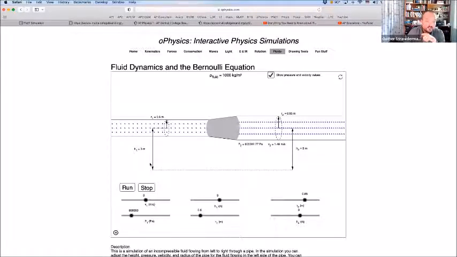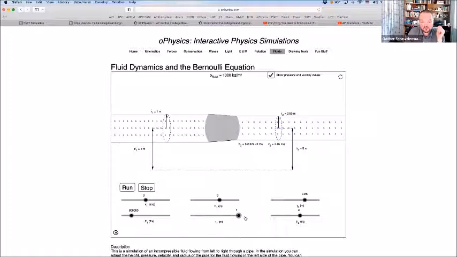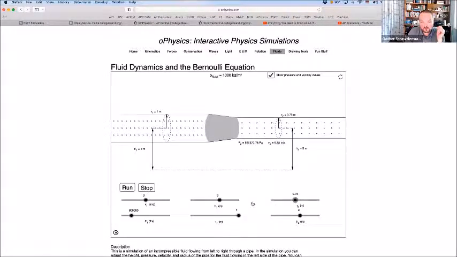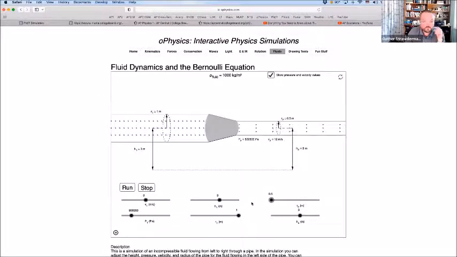Similarly, if I were to flip those, you notice that the pressure on the left is 600,000 and the pressure on the right is 500,000. So there's higher pressure on the left, lower pressure on the right. And so there's a net difference in pressure to the right, which speeds up the fluid.